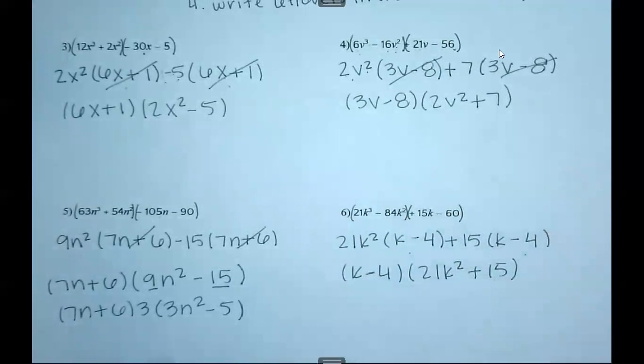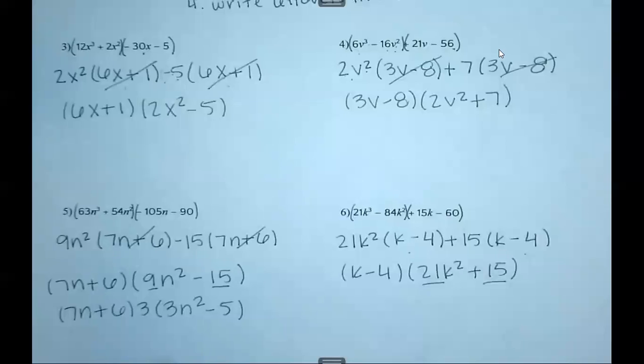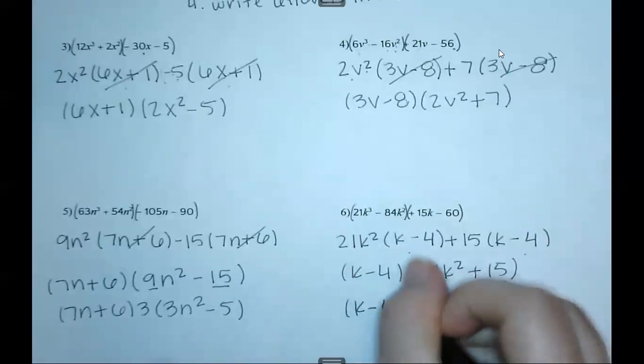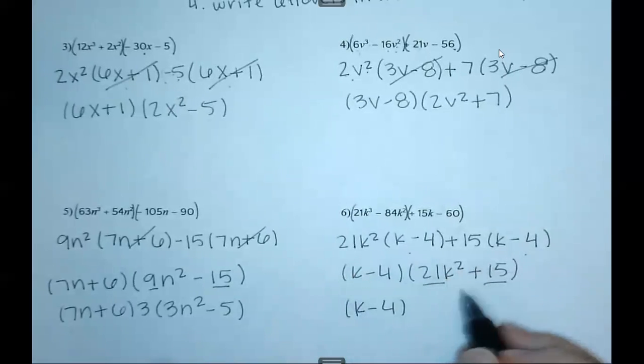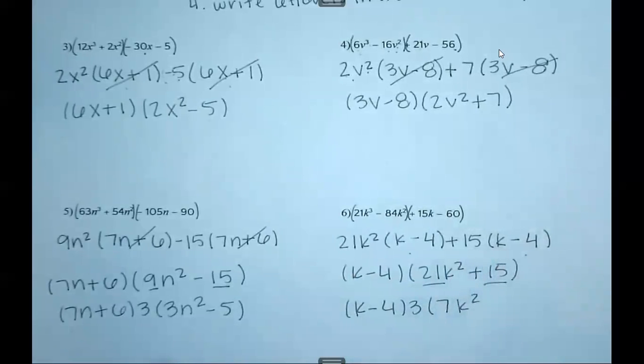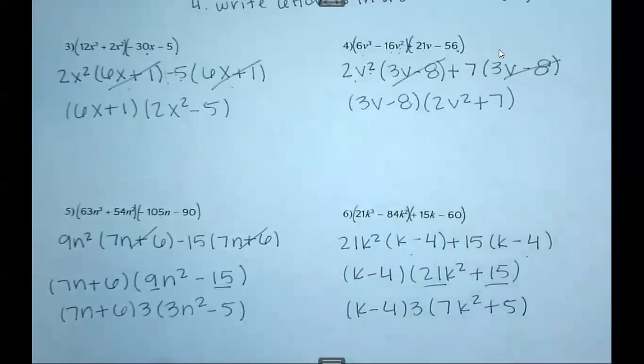All right, so looking at this one, is there a number that will go into 21 and 15? The answer is yes. We can pull out a 3 from both of those numbers. So I keep my k minus 4, but in this parenthesis, I can pull out a 3. 21 divided by 3 is 7. We have the k squared, and 15 divided by 3 is 5.